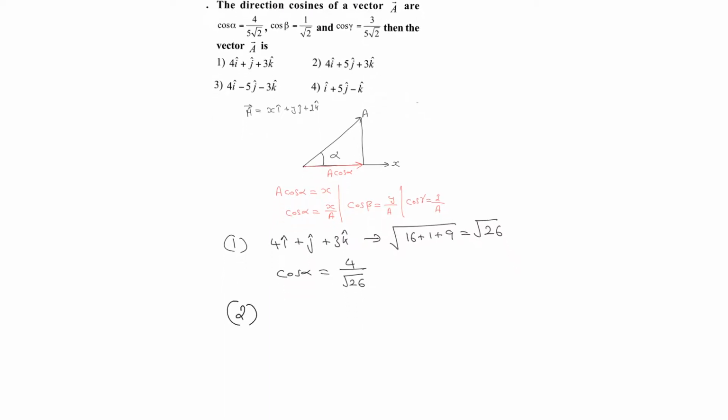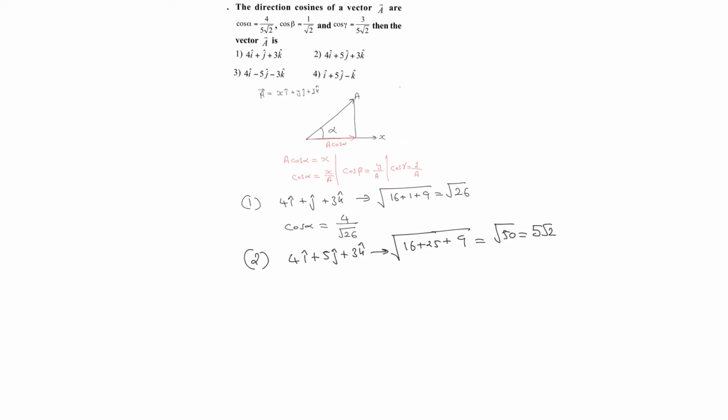Now we can go for the second option, which is 4 i cap plus 5 j cap plus 3 k cap. Its magnitude is the square root of 16 plus 25 plus 9, which is root 50, which we can write as 2 into 25 under the root, or 5 root 2. So cos alpha will be equal to 4 divided by 5 root 2, which is given in the question.